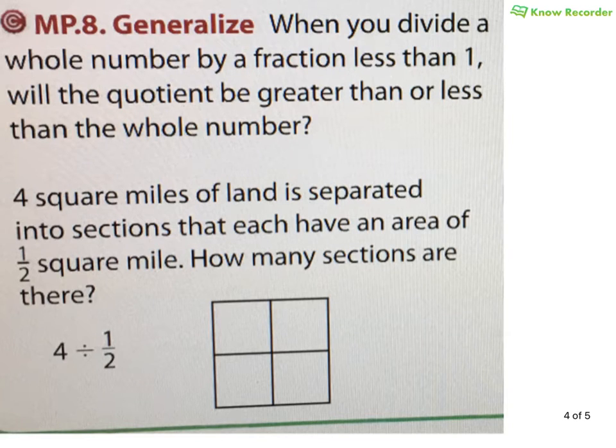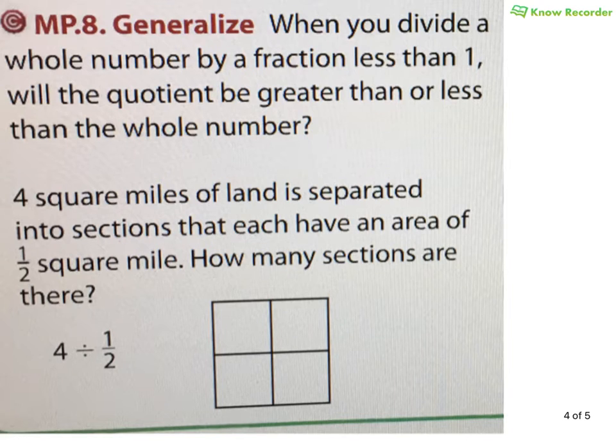When you divide a whole number by a fraction less than 1, will the quotient be greater or less than the whole number? Now, these questions come up a lot. You don't have to just know the answer off the top of your head all the time. Sometimes you might want to sit and think about it. I still draw the equation first, just so I can look at it to make sure what I'm looking at matches the words. And I'm going to do it right now too, because that's what smart people do.